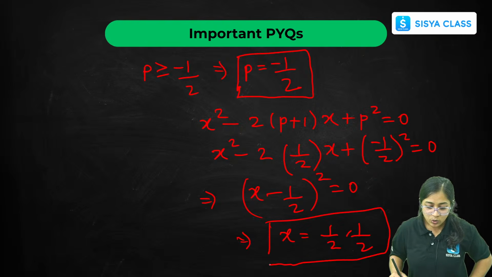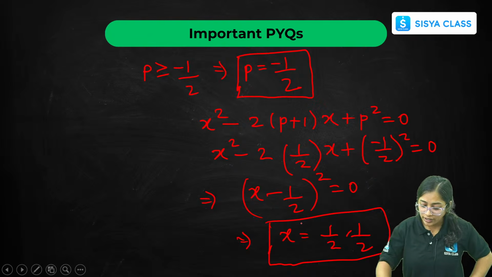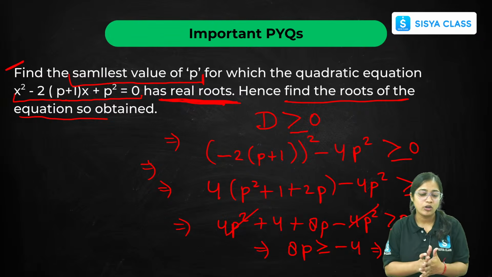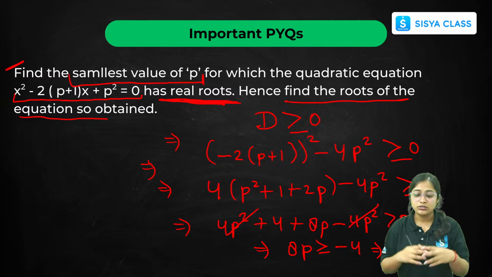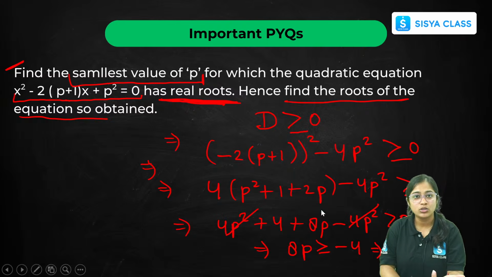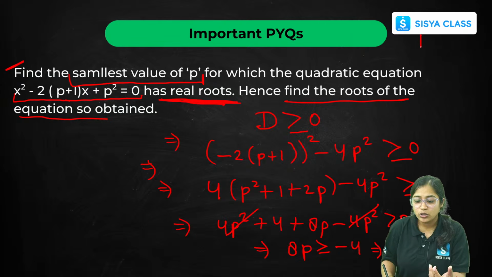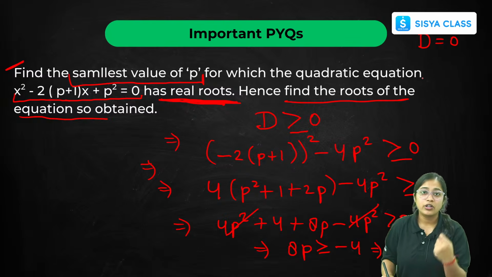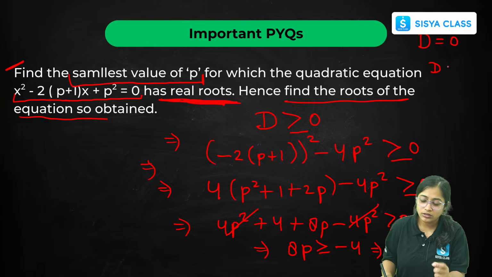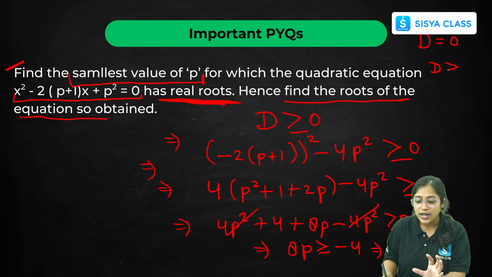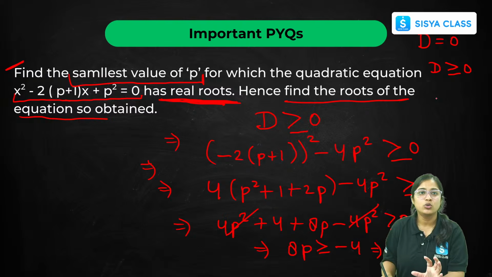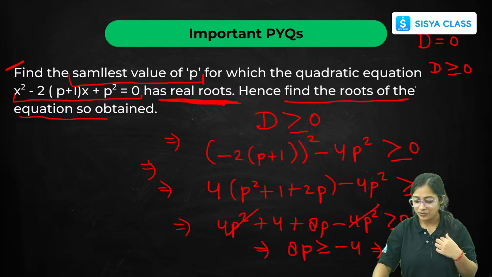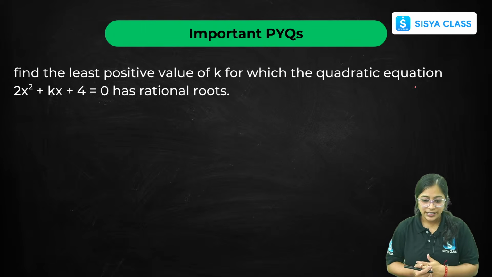So I hope this question is clear to everyone. Whenever they ask you for which value of p, for which value of k, the equation has equal roots, for equal roots what will you do? You will substitute D equal to 0. For real roots what will you do? You will write this condition, that is D is greater than or equal to 0. Okay, so I hope this is clear to everyone. Now let's move to the next question.